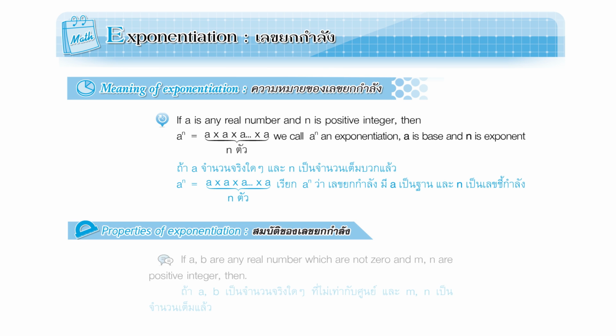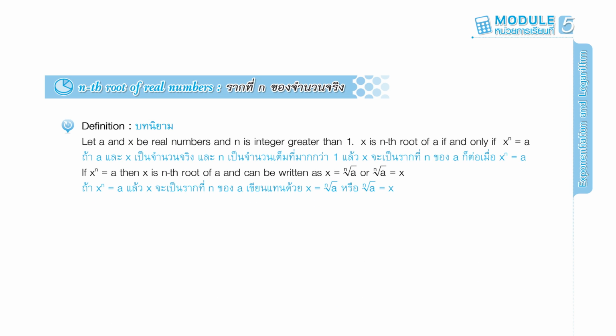Properties of exponentiation. If a, b are any real numbers which are not zero and m, n are positive integers, then... Page 131. The n-th root of real numbers. Definition. Let a and x be real numbers and n is an integer greater than 1. x is the n-th root of a if and only if x to the n power equals a.